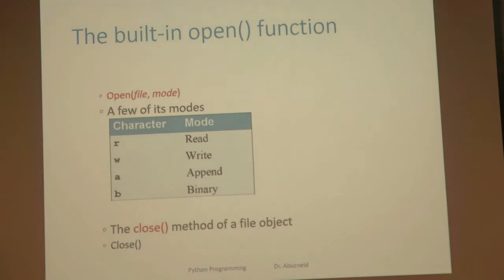Opening a file is a very simple thing. As you see, the function open takes the file and the mode. What are the modes? Read, write, or append, or it could be binary, as we will see later. You have to specify the mode, why you are opening it. Are you opening it to read? Then you put R. To write to it, W, and so on.